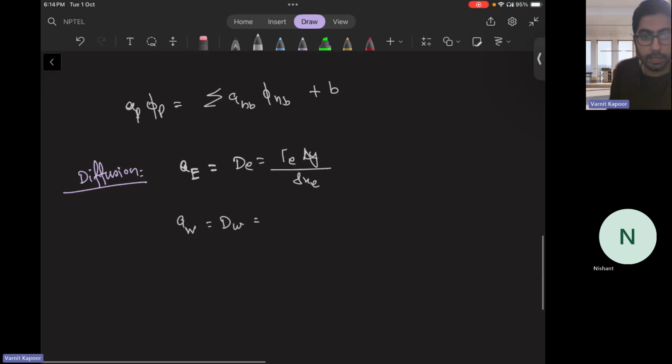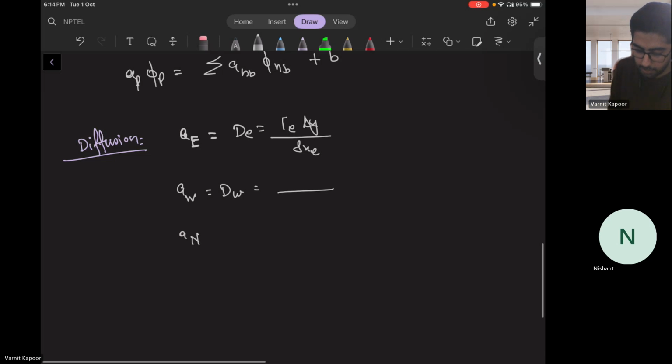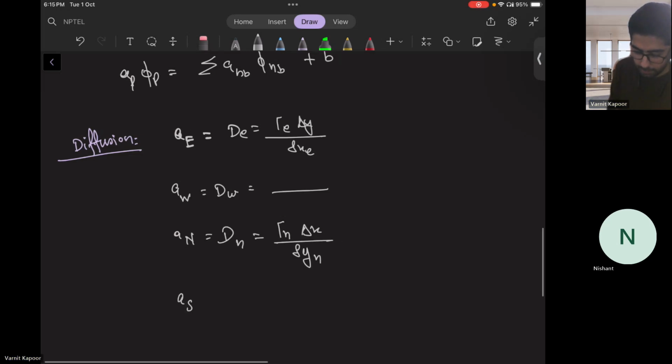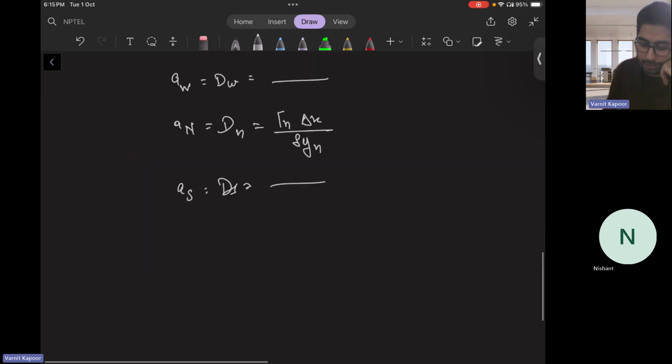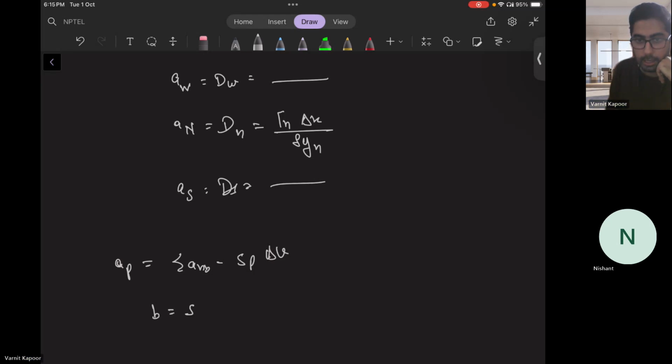Okay. Then you will get A naught, D naught, which will be nothing but gamma N delta X by delta Y. And similarly, you can get D south as well. Your AP term will be summation of A and B minus SP del V, and B term is SC del Vp.